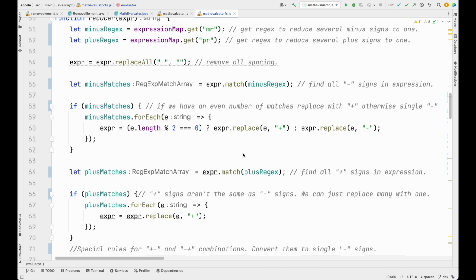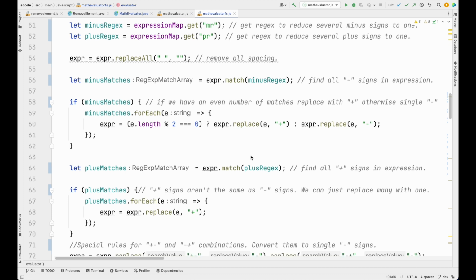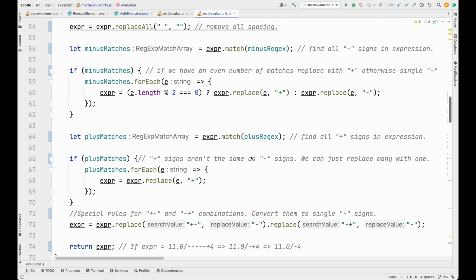So if we have, let's say, a contiguous block of minus signs that's an even number, let's say 4 of them, we're going to replace that block with just a single plus sign. If we have a block of, let's say, 3 consecutive minus signs, what we're then going to do is just replace it with a single minus sign. So that's going to help us out a lot when it comes to our expressions.